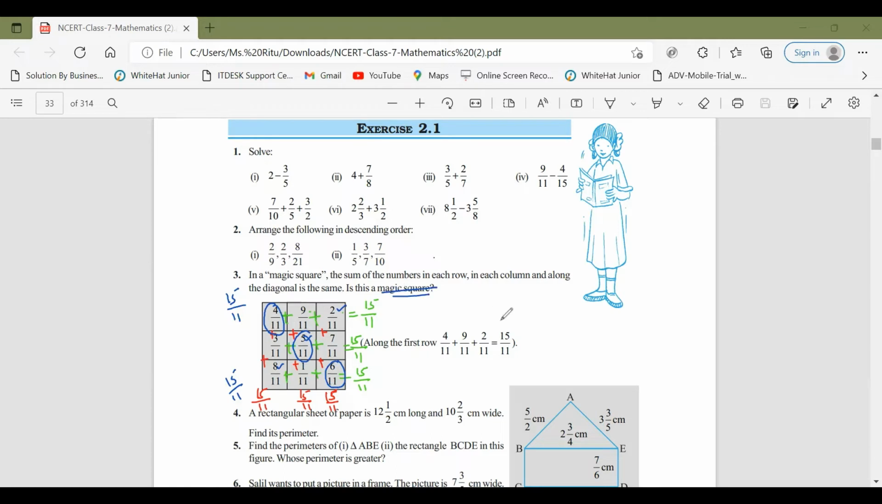So you will write, yes, it's a magic square, and you will show the addition of all, like row 1 addition, row 2, row 3, column 1, column 2, like this. You have to show addition of all. And then you will write as the sum of each row, each column, and along the diagonal is same. This line is same. That's why it's a magic square. Okay, let's switch to the next question now.